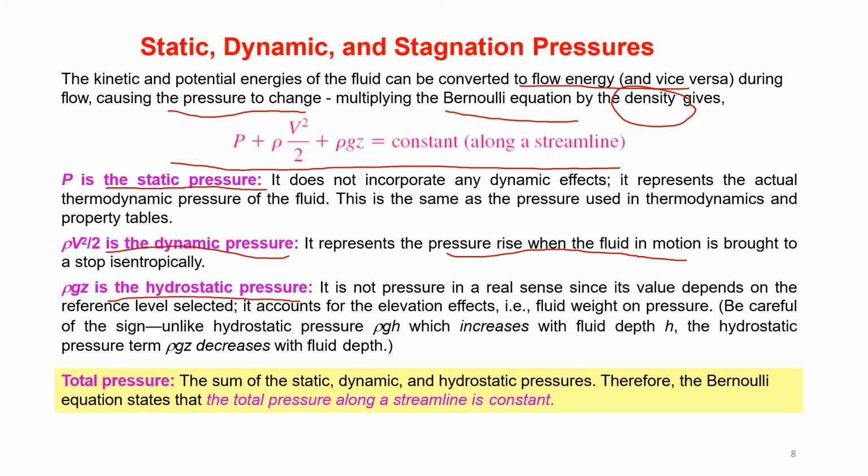Dynamic pressure is the pressure rise when the fluid in motion is brought to a stop isentropically. When it is stopped, it involves the dynamic pressure. And then the potential energy from just now becomes the hydrostatic pressure. Same as previously, we need to total all the pressure. So we total up the static pressure, dynamic pressure and also hydrostatic pressure. And then the total pressure along a streamline is constant.